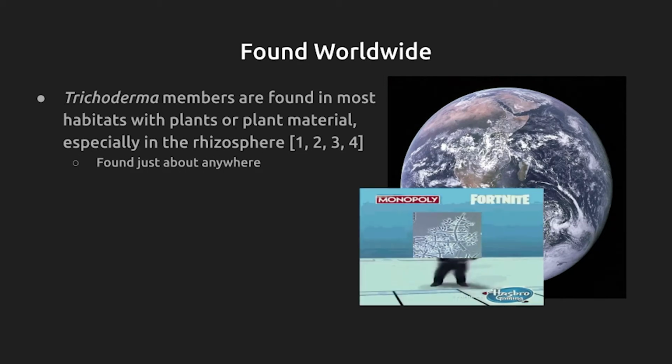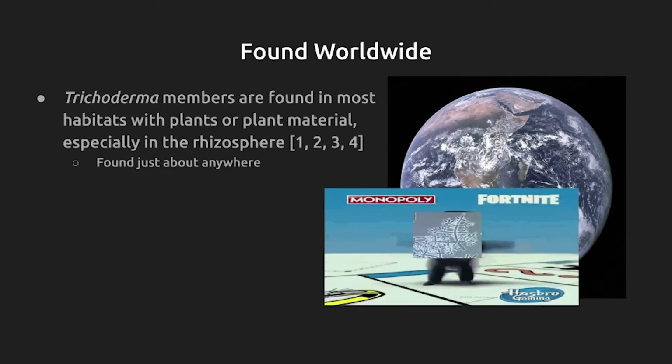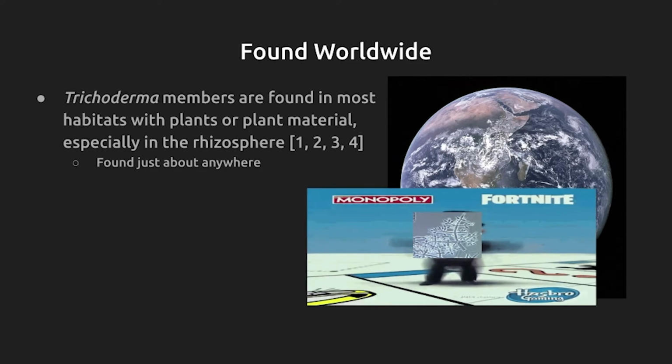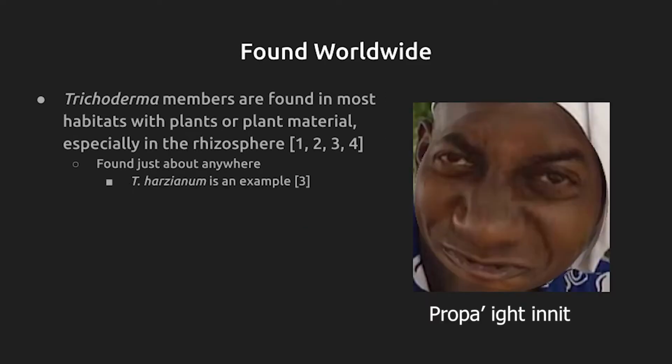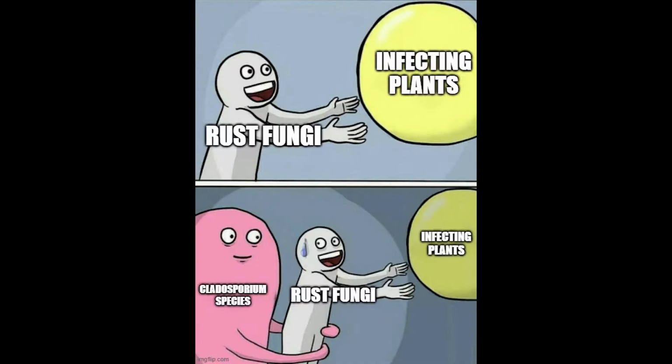Trichoderma members can inhabit anywhere there is dead plant material, and especially in the rhizosphere of plants, or really just about anywhere. Some members, like Trichoderma harzianum, are found worldwide. However, one paper suggests that the soil is not a unique habitat for Trichoderma species necessarily, so keep that in mind. One way it survives is by attacking other fungi through various mechanisms, which I will go into more detail in a bit. For now, let's talk about taxonomy.